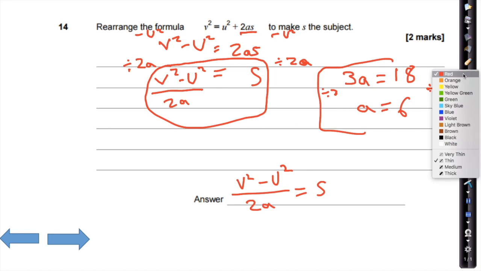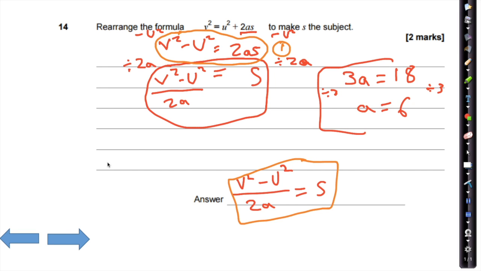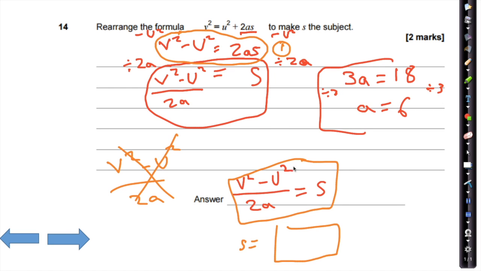So a couple of things. It is 2 marks, and our first mark is for what we did over here, for rearranging to get v squared minus u squared equals 2as. That was worth 1 mark. Our second mark was for writing this completely. And when I say completely, I mean if you put v squared minus u squared over 2a, you would not get the second mark. The answer here hasn't said s equals and then left it blank. It's just said answer. So you need to be very specific. This would not get the marks. You need to say equals s.